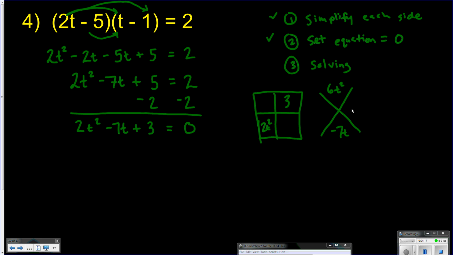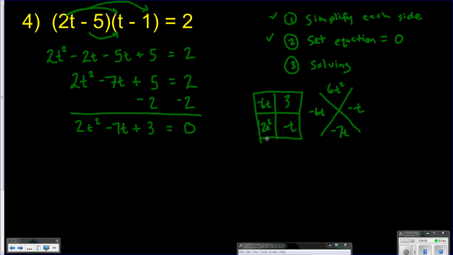Now we're looking for two numbers that multiply to give us positive 6 and add to give us negative 7. Well, we know they have to have the same sign, so negative 6t and negative t, or negative 1t, will satisfy both of those. Multiply them, positive 6t squared; add them, negative 7t. So I'm going to put my negative 6t here and my negative t down here. Just have to be careful where you put them for this next step. You could put negative t up here, you would just solve it a little differently.